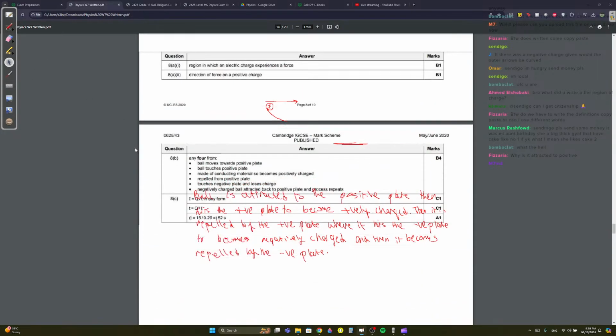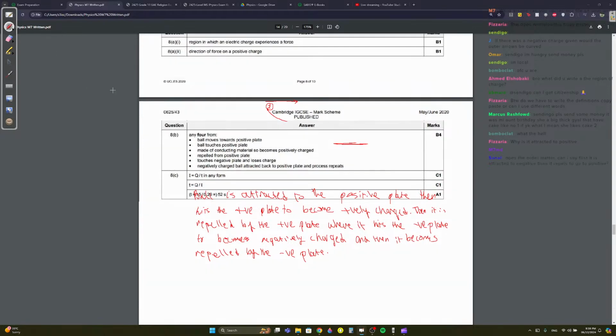Is this 4 marks? The ball moves towards the positive plate. We got the first mark. It touches the positive plate. Yeah, it hits the positive plate. We got that. We didn't say it's made of conducting material to become positively charged. We didn't say that, but we just said it becomes positively charged. I think you should get the mark. Then we said it's repelled from the positive plate. Yes, we got that. Touches negative plate and loses charge.